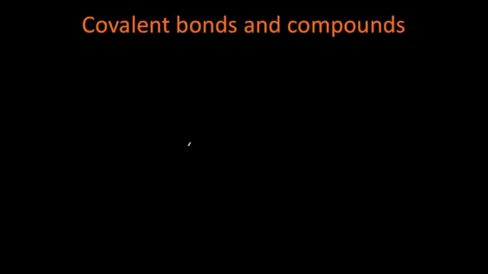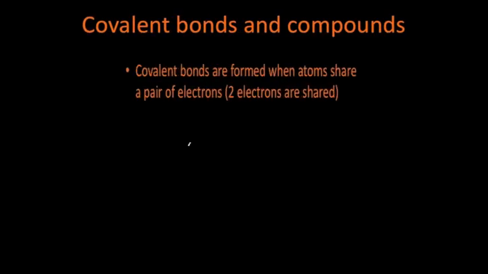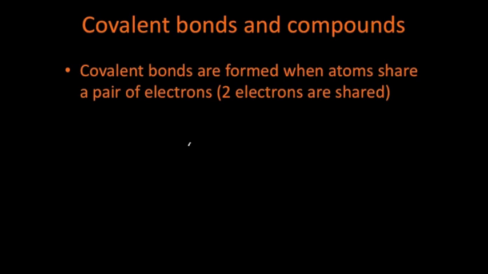So covalent bonds and compounds are when atoms share a pair of electrons. So two electrons are shared, and what they do is they spend time around the nuclei or the nucleus of each atom, okay, or the nuclei of both atoms.